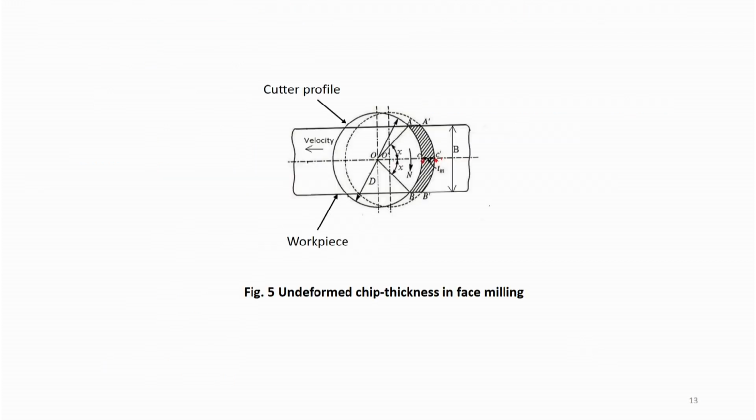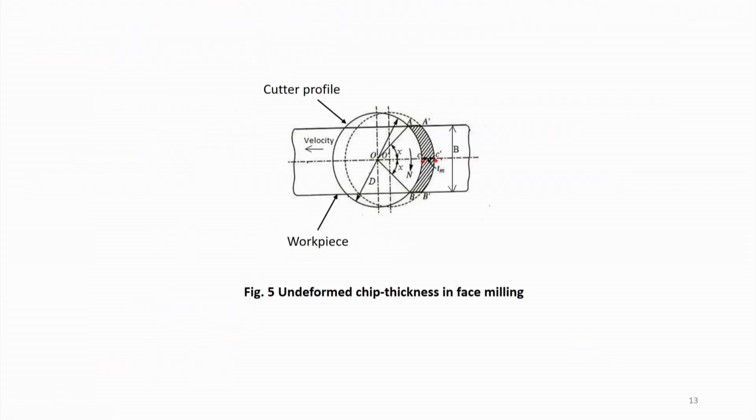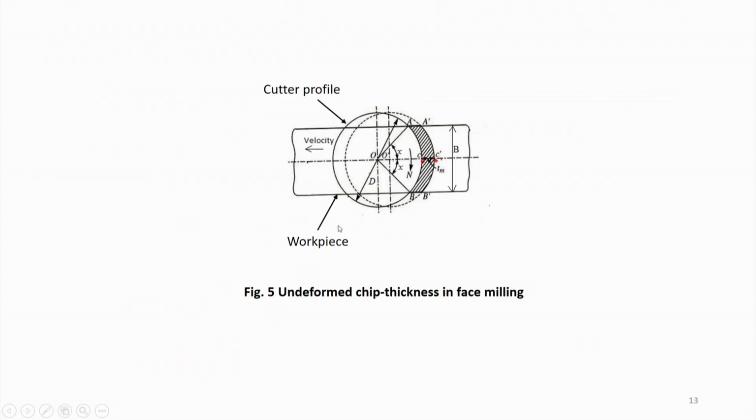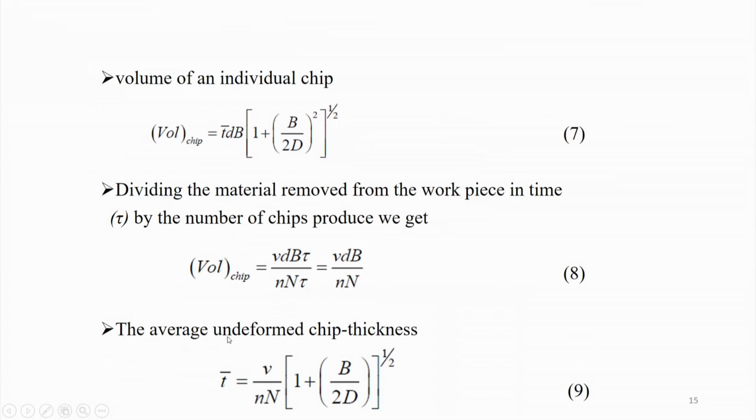Of course, if the diameter is very large, then the b by 2d term will become almost 0, and in that case you will get 1 plus 0. So the length will be b itself. But otherwise, the length of the chip is slightly more because of the curvature effect. So that means you have got one expression for the chip length.